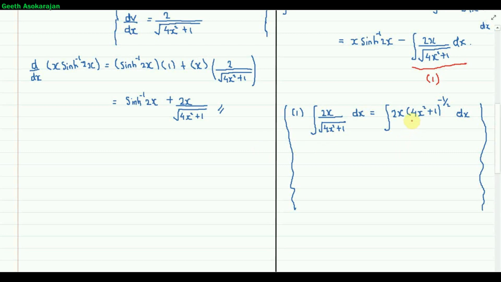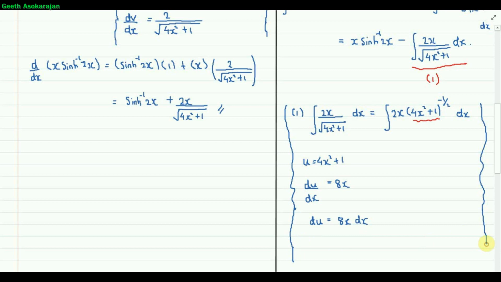However, I'm going to take my substitution u to be 4x squared plus 1. So if I take u to be 4x squared plus 1, du over dx, when I differentiate, is going to be 8x. Now if I take the dx to the other side, du is going to be 8x dx.